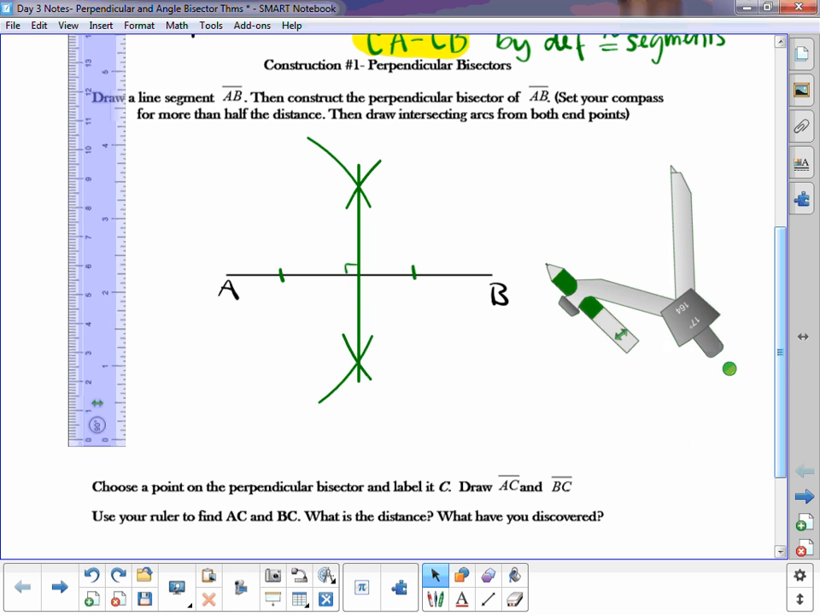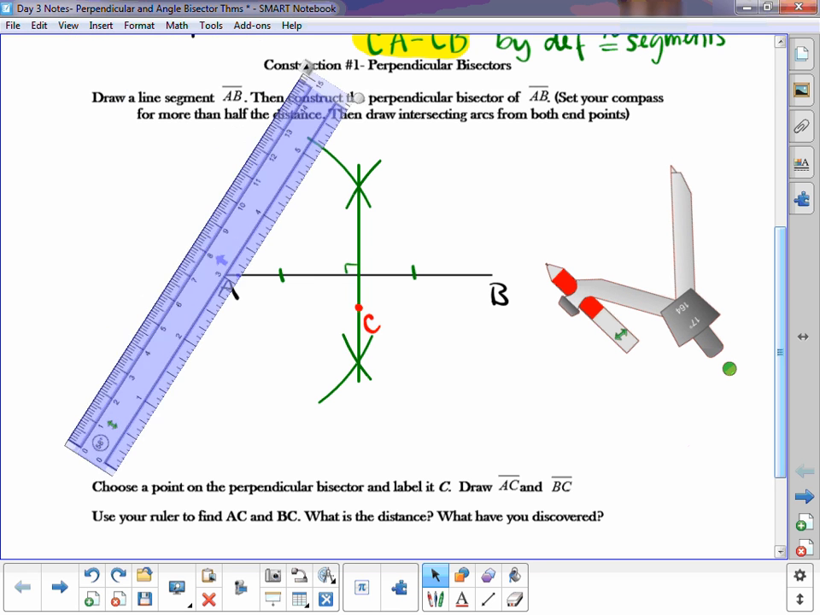Alright, choose a point on the perpendicular bisector and label it C. You can choose whether you want above or below, how close or how far away you want it to be. I'm going to go below. Call that C. And then go ahead and use your ruler to draw in segment AC and draw in segment CB. And again, you can place your point C wherever you want.